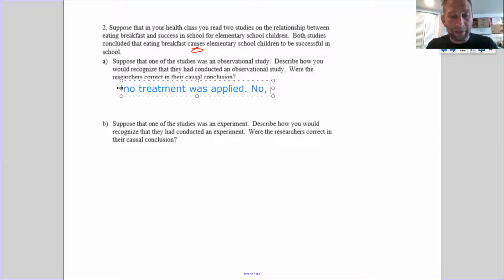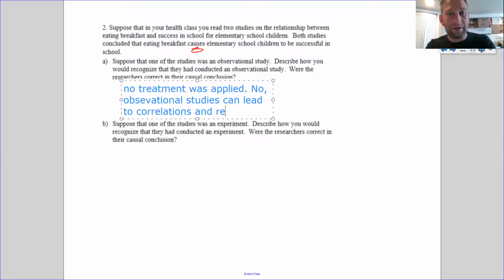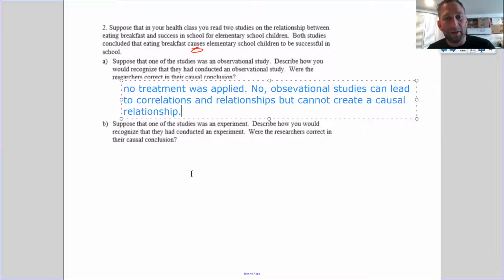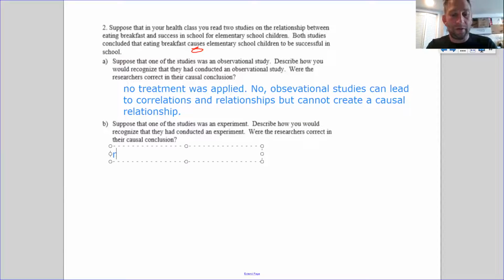No. Observational studies can lead to correlations and relationships, but cannot create a causal relationship. Suppose that one of the studies was an experiment. Describe how you would recognize they had conducted an experiment. Well, in an experiment, they would have randomly selected a sample of school children.